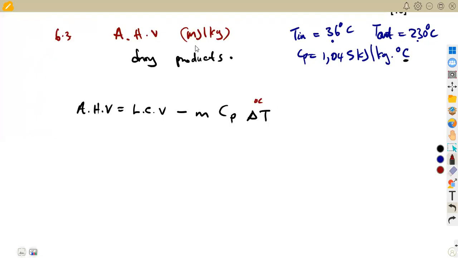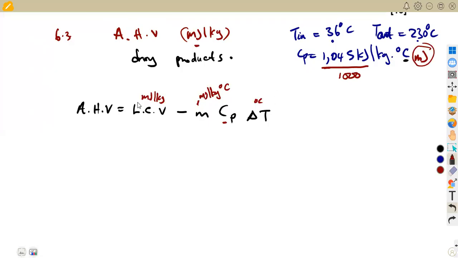Since the answer is needed in megajoules per kg, it means our lower calorific value should be in megajoules per kg, as we saw that our answer was in megajoule per kg. So it also means our specific heat capacity should be in megajoules per kg. This is kilojoule per kg, so this must be converted to megajoule per kg degrees Celsius, meaning to say we are simply going to divide this by 1,000.